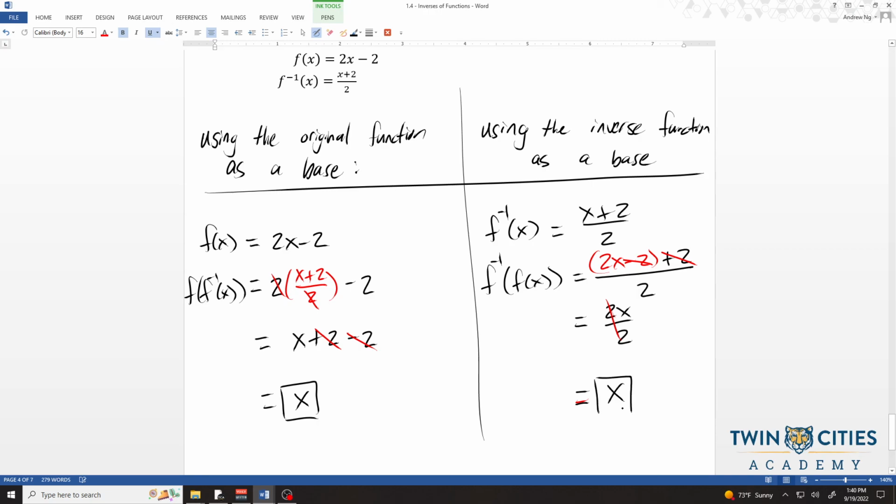So it doesn't matter which way you do this, as long as they are inverses of each other. When you use function composition, you will get back just x. So you may have some problems where you're given two functions and you're asked to show that they're inverses. What that means is just use function composition, plug one into the other, doesn't matter which way you do it. And if you get back x, those are inverses of each other. If you get back anything else, then they are not inverses of each other.